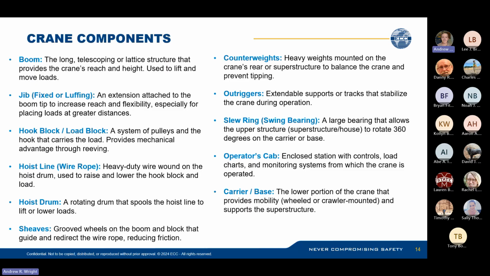Hoist line or wire rope. This is the heavy-duty wire wound on the hoist drum used to raise and lower the hook block and load. The hoist drum is a rotating drum that spools the hoist line to lift or lower loads. Sheaves. Sheaves are grooved wheels on the boom and block that guide and redirect the rope, which reduces friction.